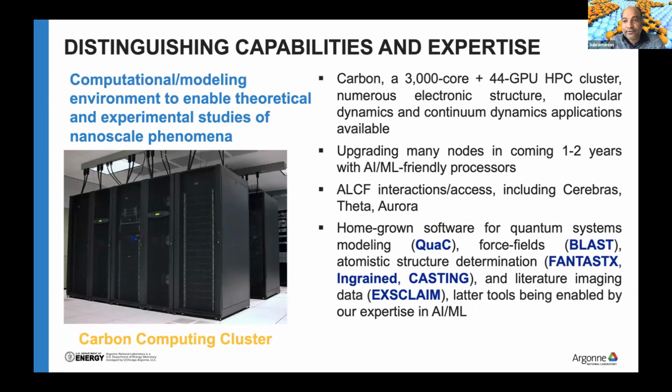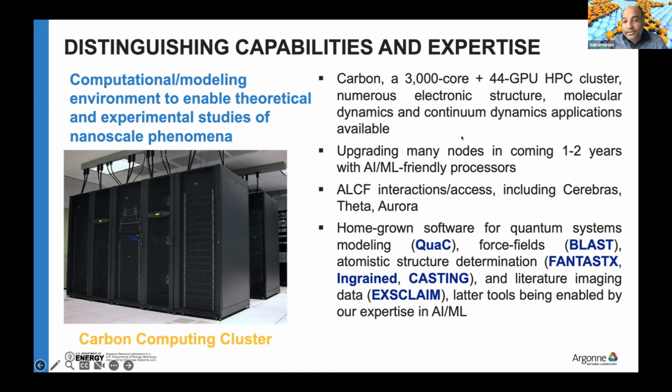One of the distinguishing capabilities that we have is our computing cluster Carbon, which is a 3,000 core and now 44 GPU, high performance computing cluster. It hosts numerous electronic structure, molecular dynamics, and continuum dynamics software, mostly open source codes, as well as codes that are developed by the theory group, some of which are listed here, and you will hear more about them later as part of this short course.